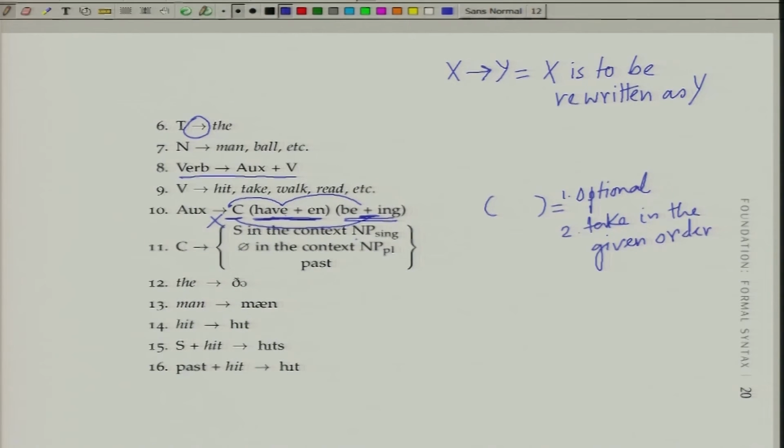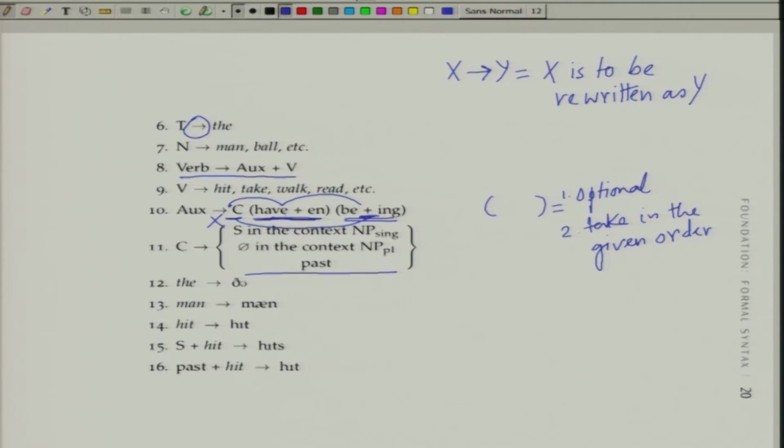S in the context NP singular, nothing in the context NP plural or past. You remember that the brace tells that I'm not optional. You have to take exactly one thing from me. You cannot skip me, but you cannot take more than one thing, but you have to take one.